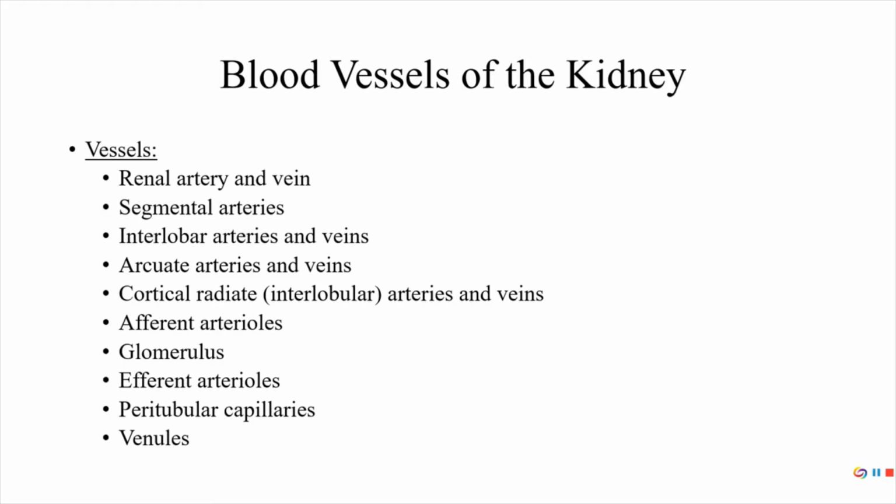But I do expect, and I can tell you that sometimes on my exams, I will go in and put interlobular instead of cortical radiate sometimes as an answer choice. The afferent arterioles, the glomerulus, the efferent arterioles, the peritubular capillaries, and the venules that are used. Now, this is not the vascular pathway. These are just major vessels.